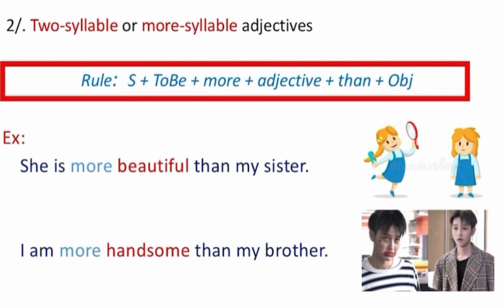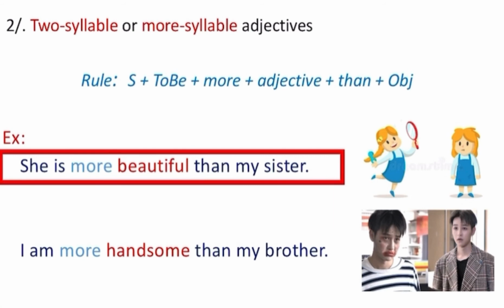Okay, so the rule is subject plus to be, and then you add more plus the adjective plus than and the object. So you see the difference here. We have subject, we have verb to be, but here we don't have er, we have more instead. But more here we put before the adjective, and then we have than plus the object. Let's see the example.